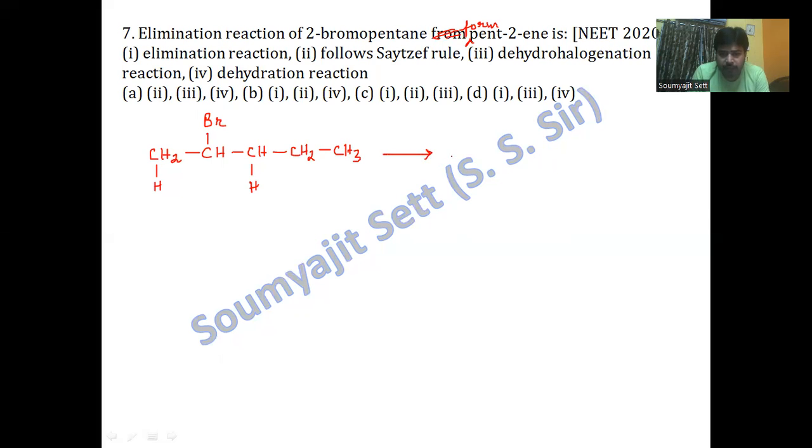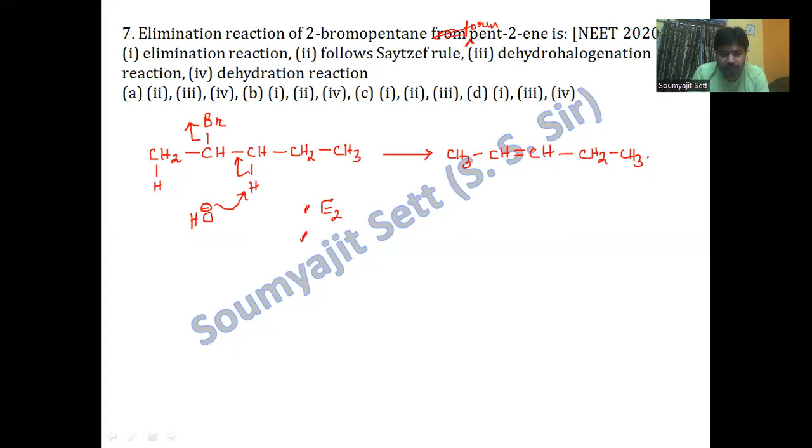From there we were getting pent-2-ene. This is pent-2-ene. Now, how will this reaction proceed? In presence of base, the beta hydrogen will be abstracted. So it is basically an elimination bimolecular reaction, an E2 reaction.